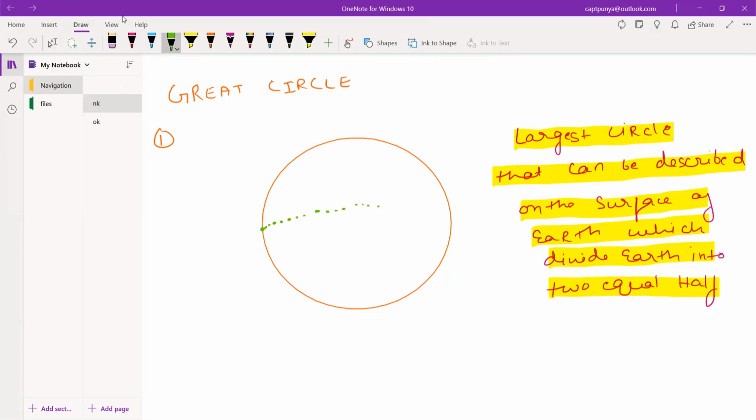This is a 3D image. Imagine this. I'm drawing this circle, and you can see this is my great circle. I'm going to use a different pen. This is my great circle. Why? Because it is dividing Earth into two equal halves: this is my first half and this is my second half. So it has divided Earth into two equal halves.